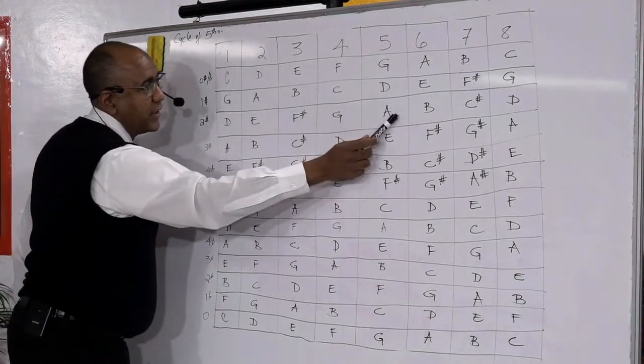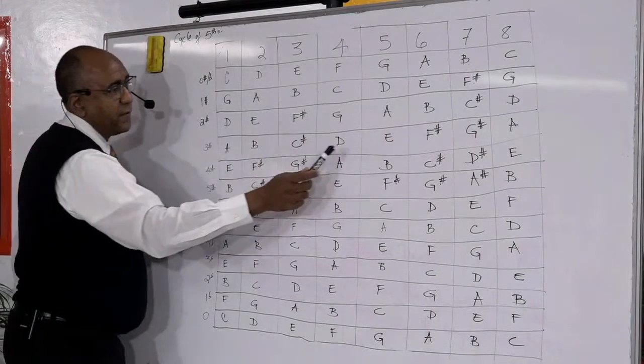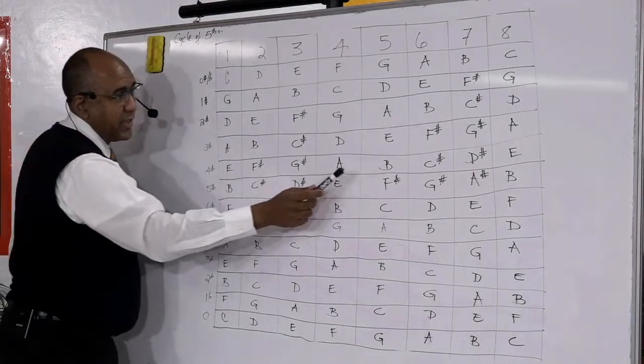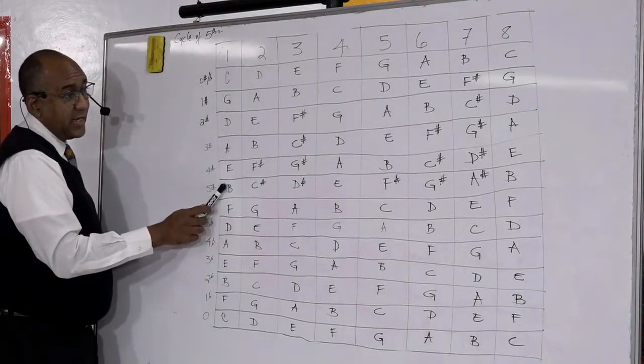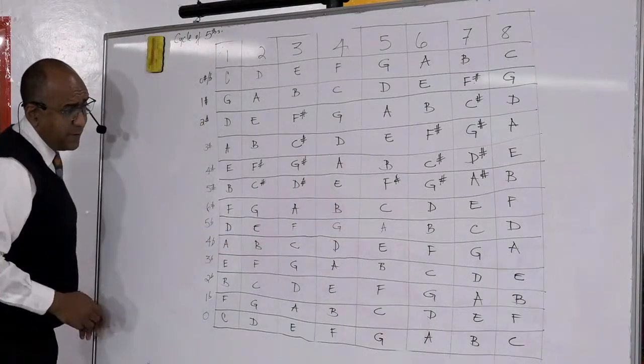The 5th of G will form the next scale. The 5th of A will form the next scale, which is E. The 5th of E, which is B, forms the next scale. Now, what's the 5th of B? The 5th of B is F sharp.